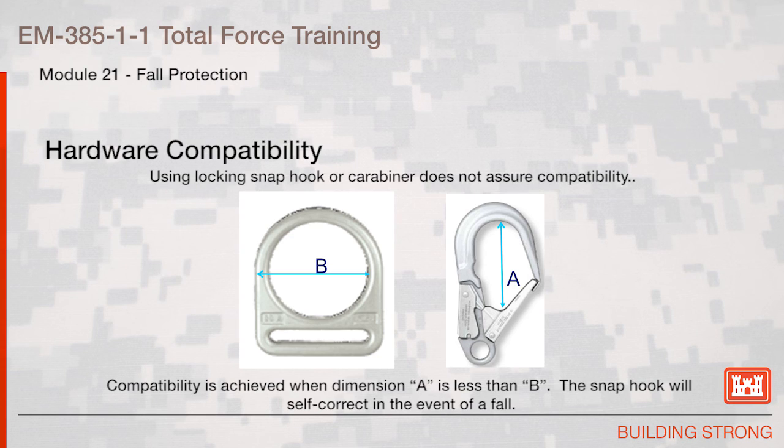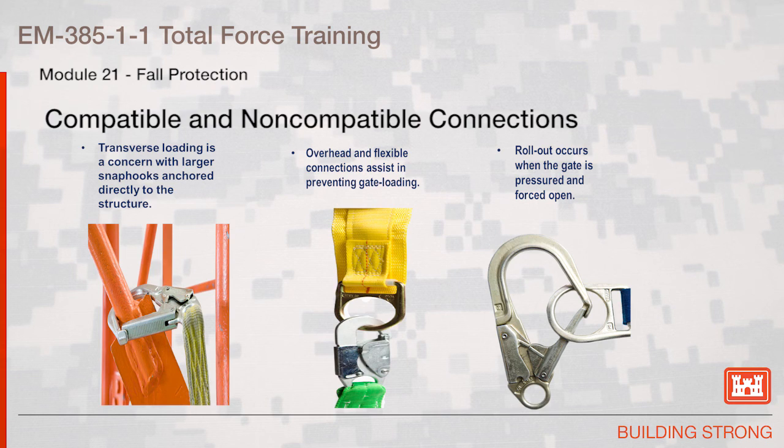Hardware compatibility. Using a locking snap hook or carabiner does not assure compatibility. Compatibility is achieved when dimension A is less than dimension B. The snap hook will self-correct in the event of a fall. Compatible versus non-compatible connections. Rollout occurs when the gate is pressured and forced open. Transverse loading is a concern with larger snap hooks anchored directly to the structure.